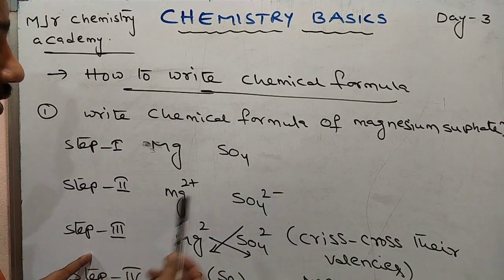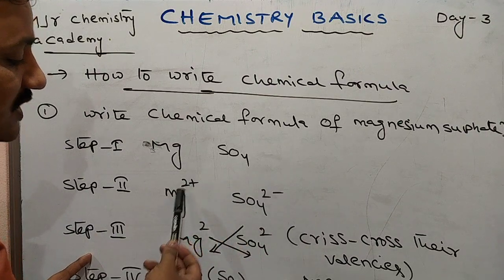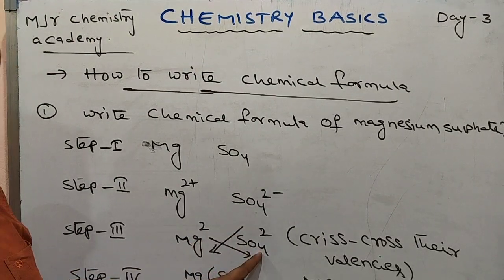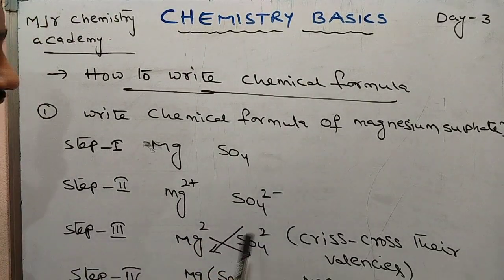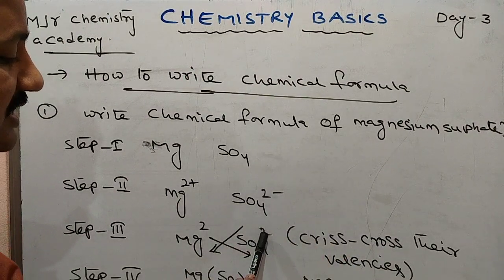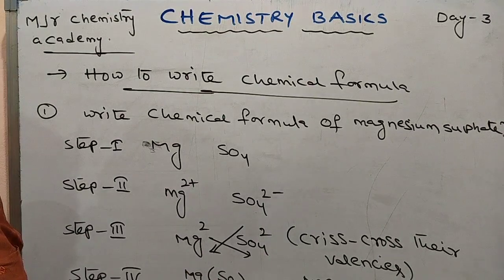Next, step 3, you have to apply their valences, not their charges. What is the magnesium valency, guys? 2. What is the sulfate valency without charge? 2. And step 4, crisscross their valences. This is called the crisscross method. Crisscross their valences: 2 into Mg, subscript 2, and 2 into SO4, subscript 2.